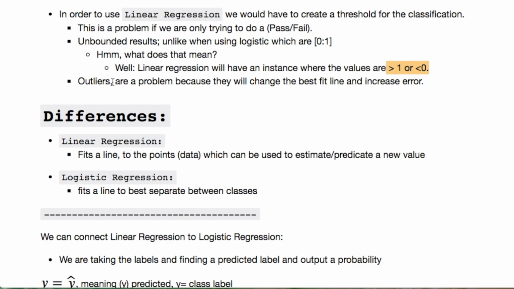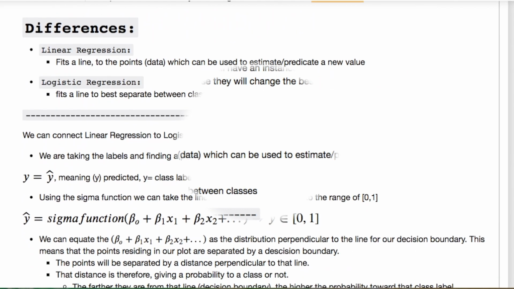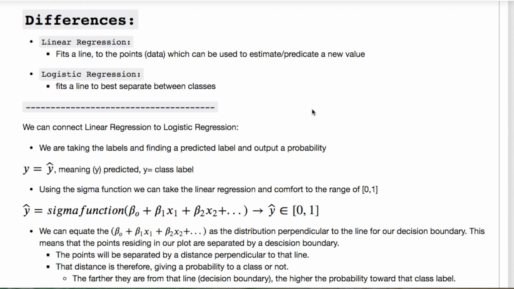And the other issue that you have when you're plotting linear regression are outliers. Those can dramatically affect your best fit line. That's something that we want to avoid because it increases your error. What are some differences from linear and logistic regression? Linear regression fits a line to the points of data which can be used to estimate or predict a new value. Logistic regression fits a line to best separate between classes.